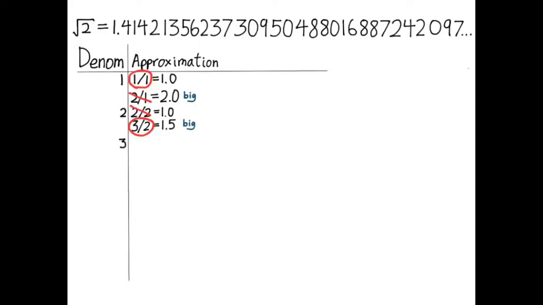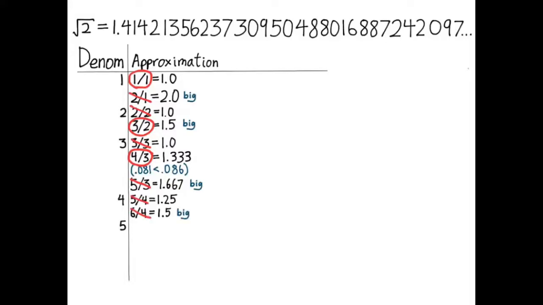Next we have 3 over 3, 4 over 3, which is 1.33. We can't compare this without computing another digit, so we use 1.333. We find 4/3 is the new best. Next 5/3, too big. 5/4, 6/4, 6/5, 7/5, which is the new best approximation.